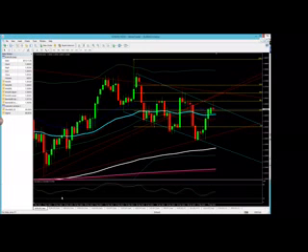A couple of things you'll notice here. Number one is we have a channel. We can see the support area of this channel. We can also see the upper resistance area of this channel, these two aqua lines here. We're going to take a look at those because basically price is bouncing up and down off of these reversal areas. That's great. So we have a beautiful reversal candle that's formed here.